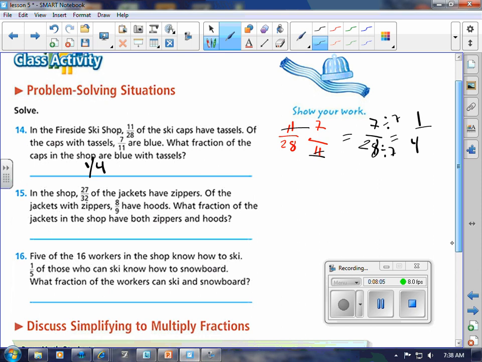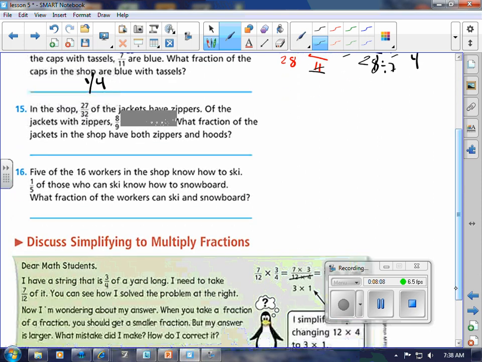Let's try another one here. In the shop, 27 of 32 of the jackets have zippers. Of the jackets with zippers, 8/9 have hoods. What fraction of them have hoods? So 27 over 32. We're going to multiply that by, I'm going to extend it out, 8 over 9.